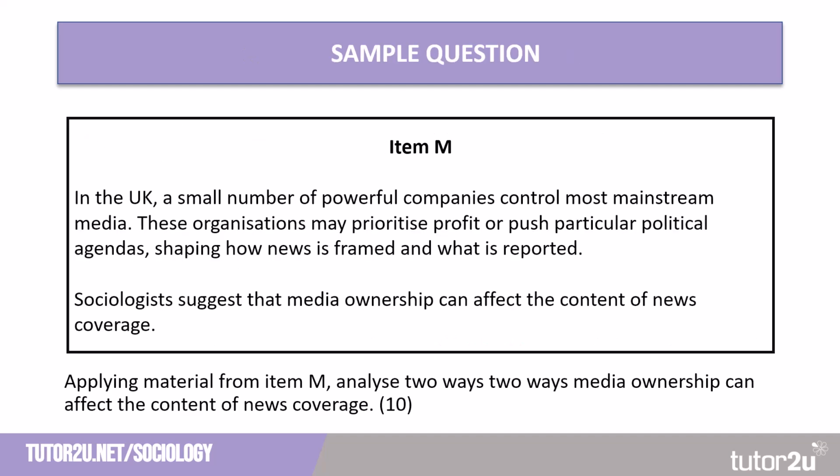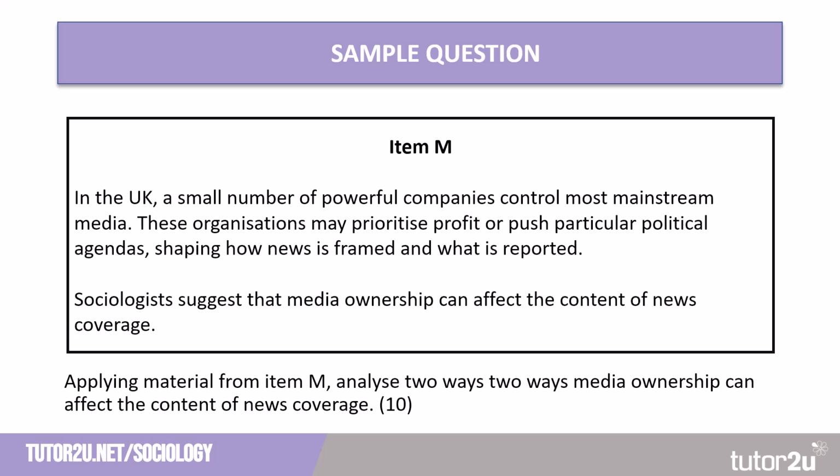For the purposes of this video, we've written a sample question that is similar in style to those found on the AQA A-Level Sociology Paper 2. It has an item and a question, and it's asking students to apply material from Item M, analyse two ways in which media ownership can affect the content of news coverage. Now in this question there is also an item, and students need to draw two hooks from this item to help them to answer the question.